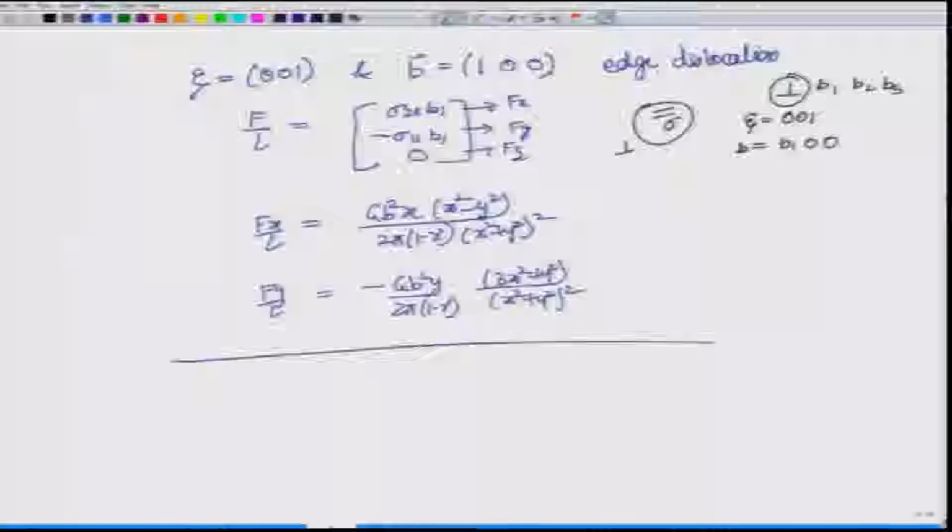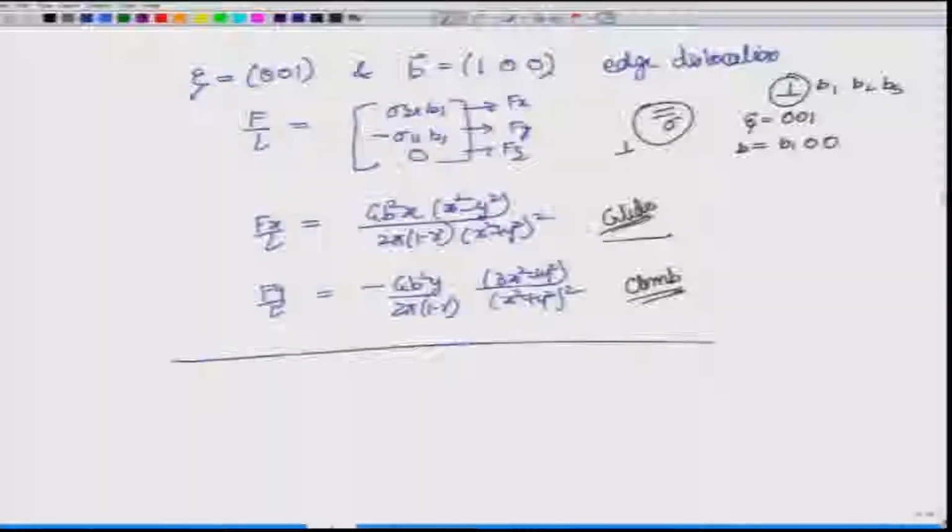Now, looking at this, Fy is the climb force and this is the glide force. We have already briefly touched upon the topic that climb will be activated when temperature rise takes place, because it involves emission or absorption of vacancies. So, let us look at the glide force right now, the form of the glide force.